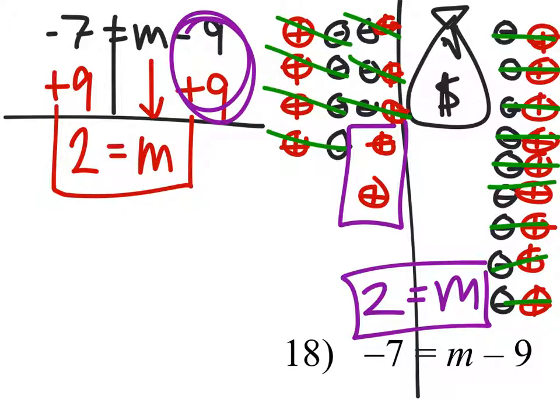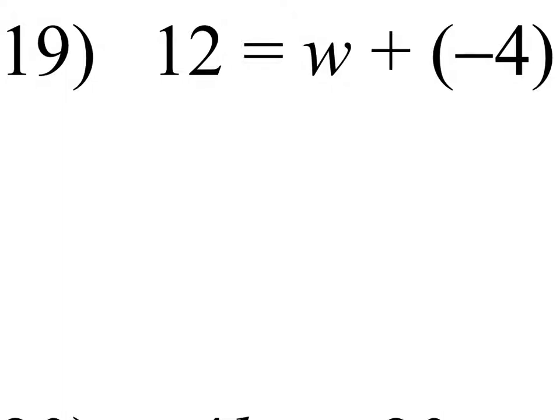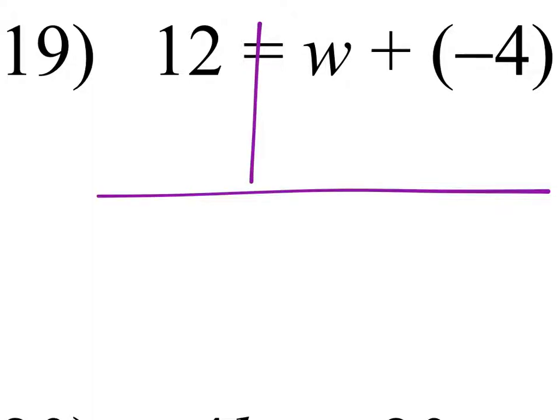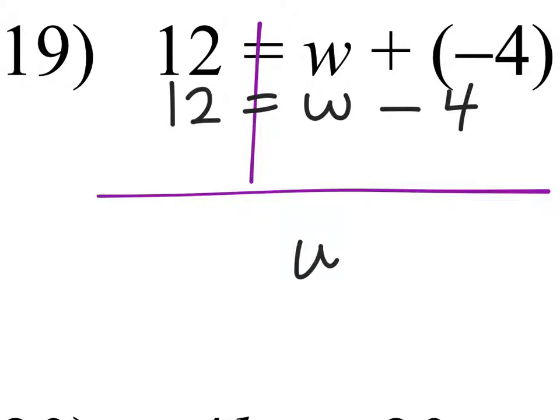All right, number 19. Well, right here. So we're going to do the same thing, and actually it may be helpful for you guys to see this as 12 equals w minus 4. So if I wanted just the w, right? I just want the w equals something. How do I get rid of that minus 4?